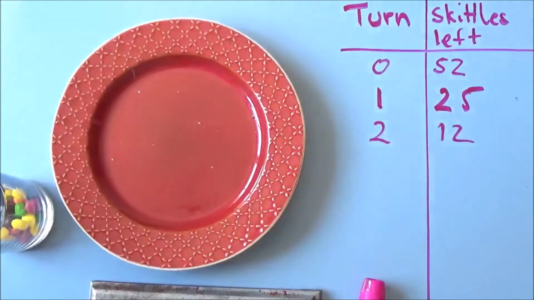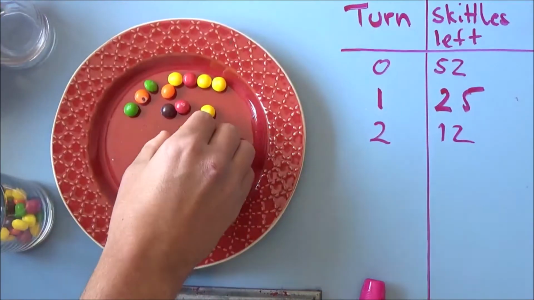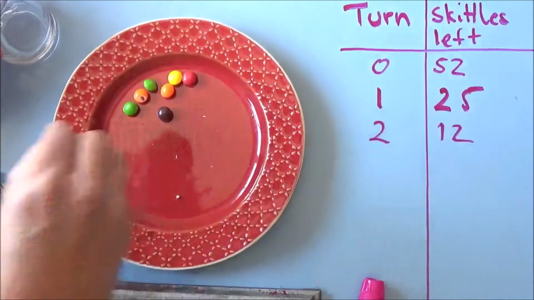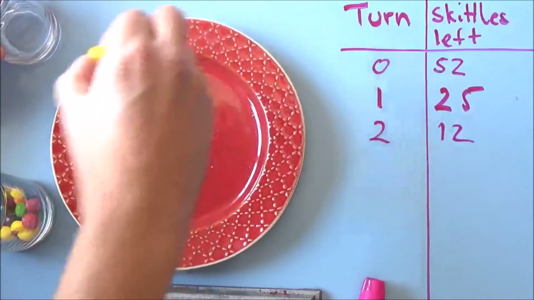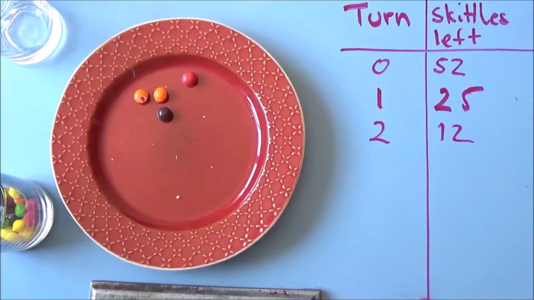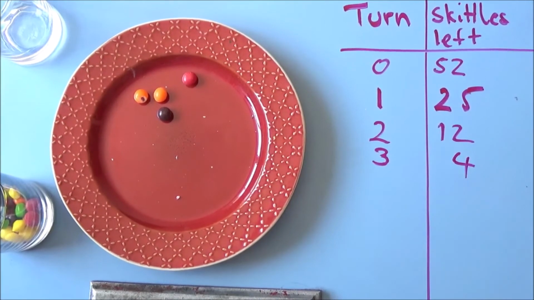Right, so we've got 12 left. Hopefully we should have 6 decay. Let's have a look. 1, 2, 3, 4, 5, 6, 7, 8. More this time. So we're left with 4 at the moment. On turn 3, we've only got 4 left.